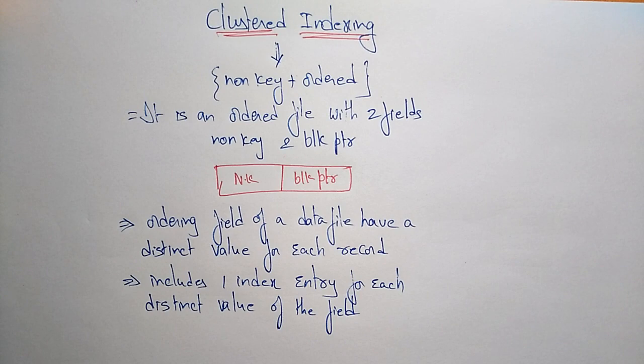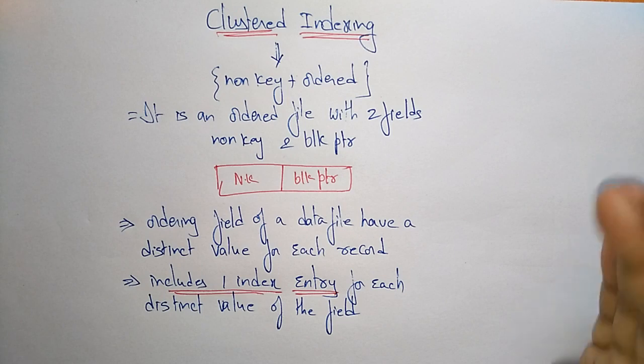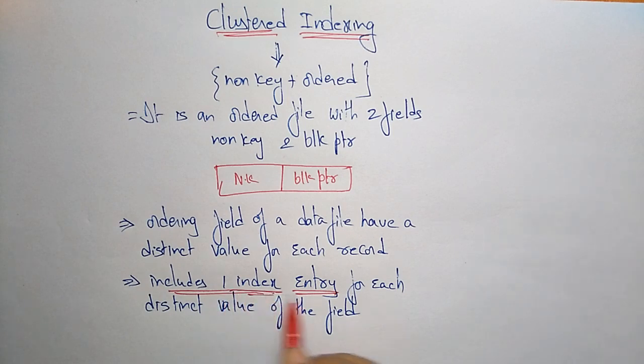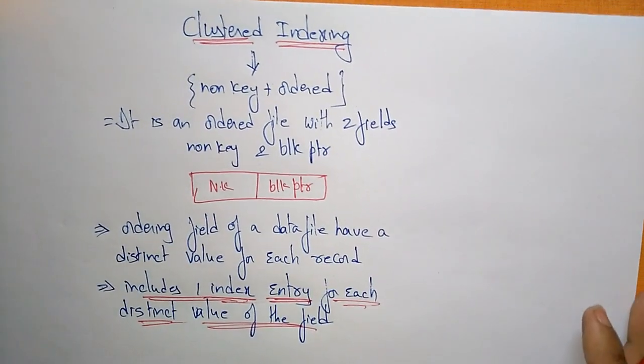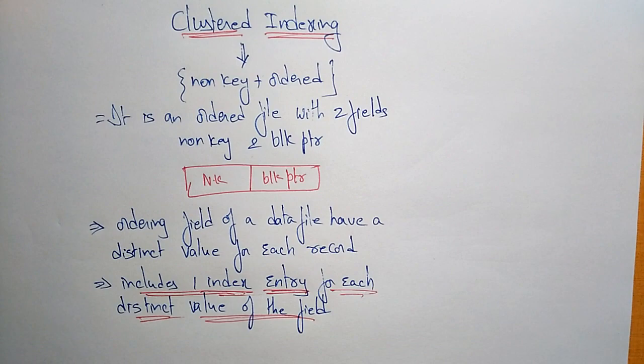The main point here is we are using the non-key value. The search key value should be a non-key value and it includes only one index entry. If you have multiple repeated values in the data file, you still have only one index entry for each distinct value of the field. So let us see an example, then you will understand what a clustered index is.